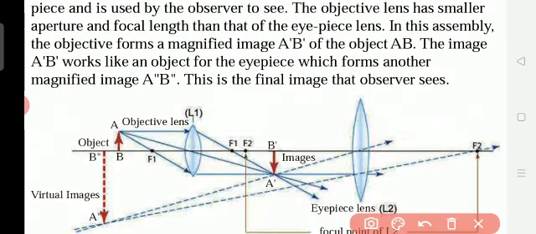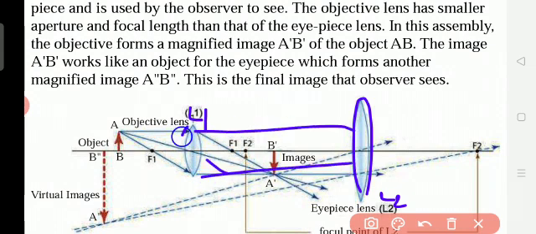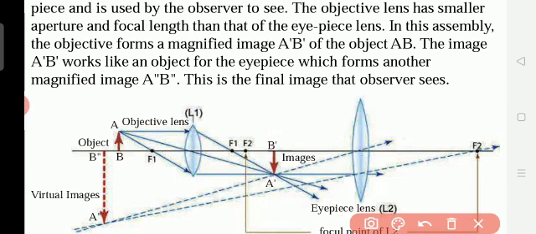So you see one lens is here, L1, and the second lens is L2, the eyepiece lens. Here is one hollow pipe, and here is one lens. The object is here, and the image is formed between these two lenses. It will form inverted images.